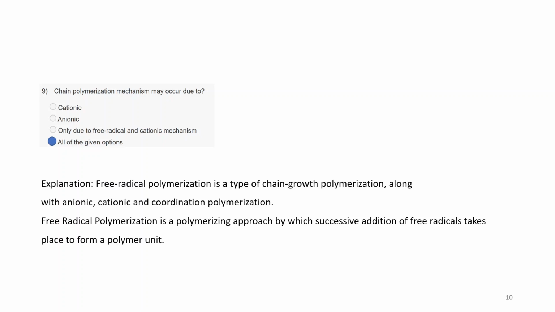Next question is, chain polymerization mechanism may occur due to: cationic, anionic, only due to free radical and cationic mechanisms, or all of the given options. So correct answer will be all of the given options. Free radical polymerization is a type of chain growth polymerization along with anionic, cationic and coordination polymerization. And free radical polymerization is a polymerizing approach by which successive addition of free radicals takes place in the form of a polymer unit.